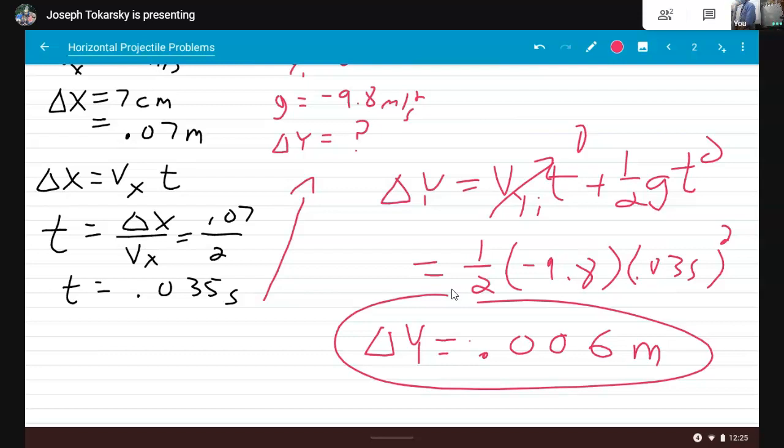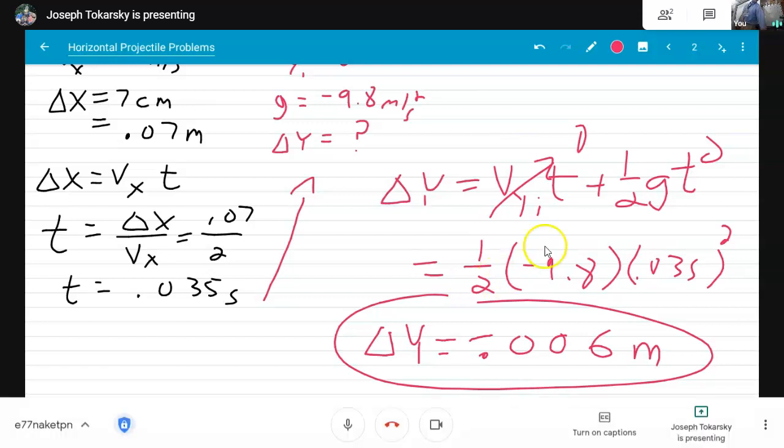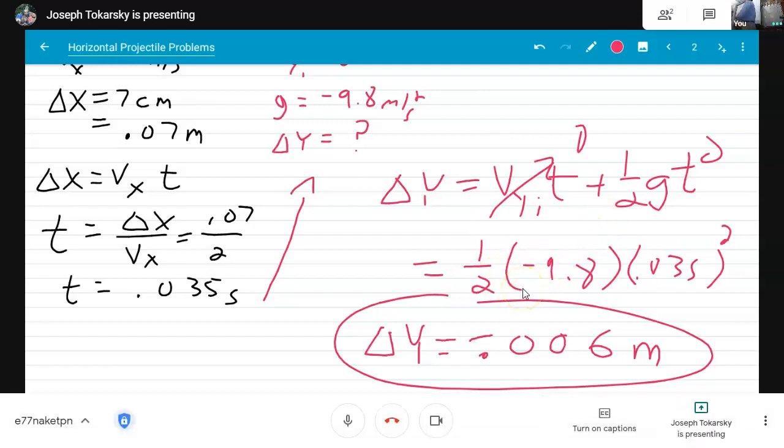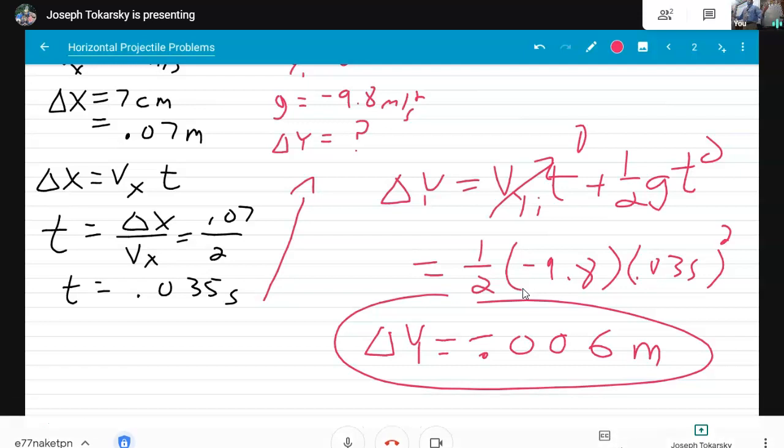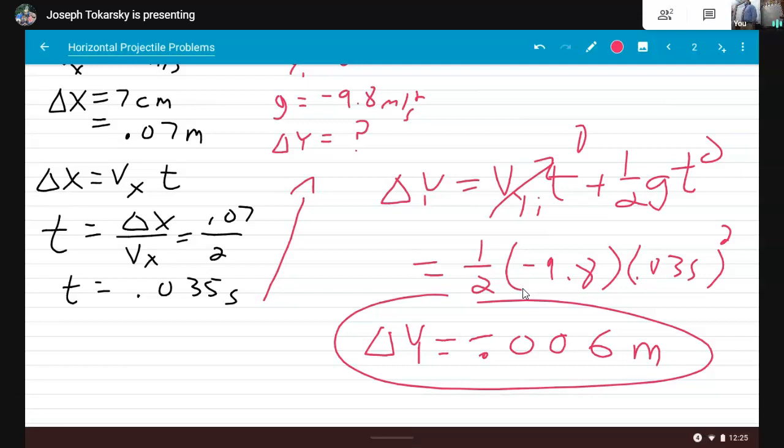Oh, and by the way, that came out negative. I didn't put the negative on that, but that just means it falls. That naturally comes out by running the math because the 9.8 is negative. Those are your 2 typical types of horizontal fired projectile problems. There's a lot more questions we get into with the ones fired at an angle because more things could happen. But there's not much more to say about projectiles fired horizontally.